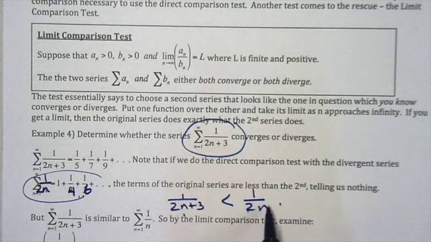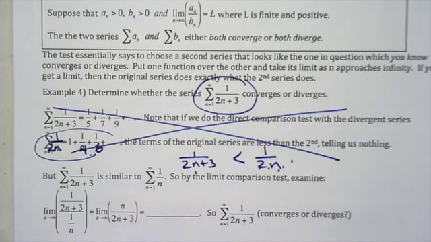So direct comparison test says if something diverges, anything bigger will diverge. It doesn't say if something diverges, anything smaller will diverge as well. So the direct comparison test is actually inconclusive. It doesn't help us figure out what's happening to this series. So this is where the limit comparison test comes into play.